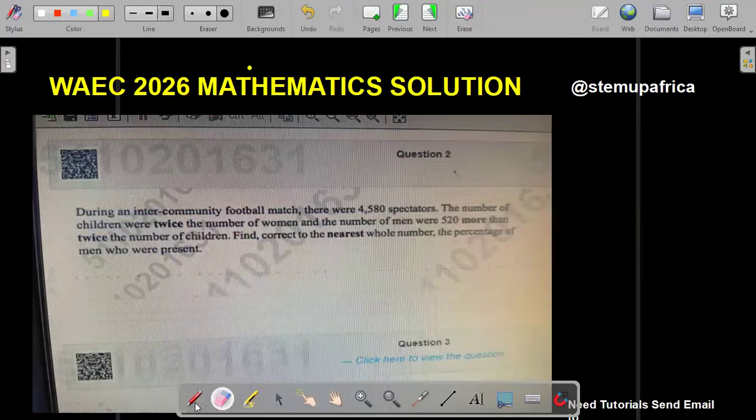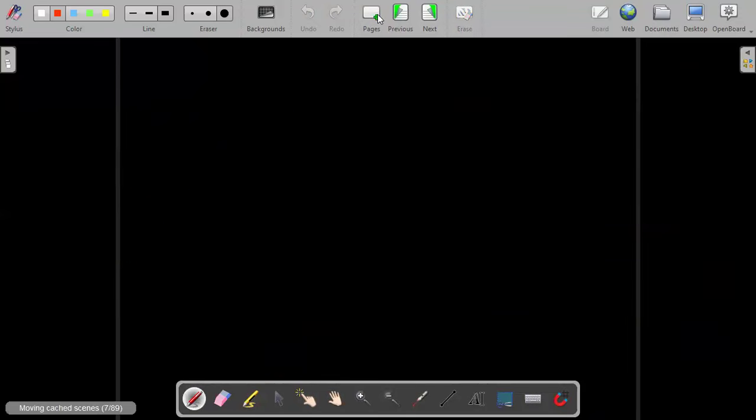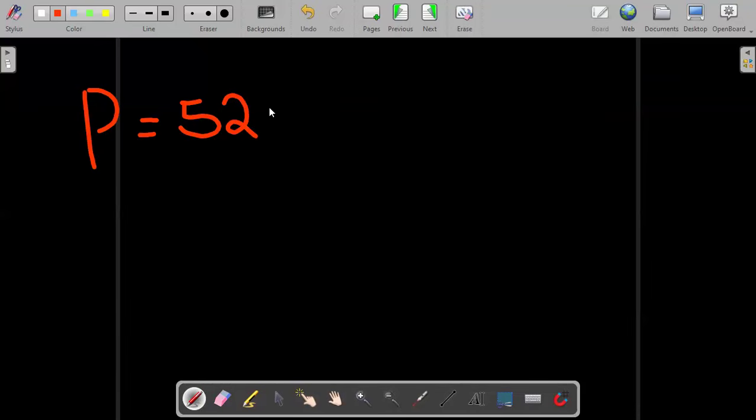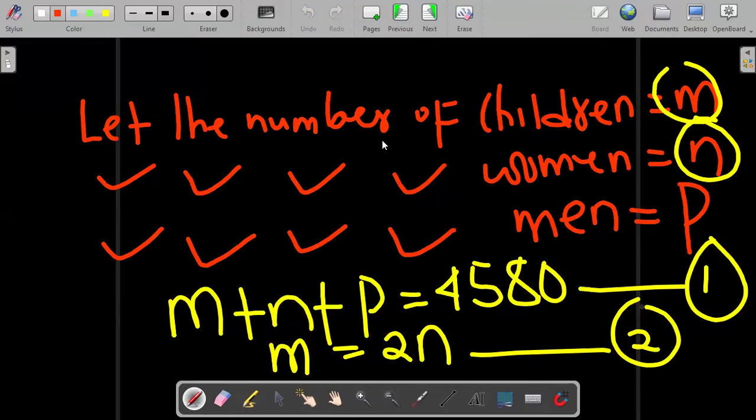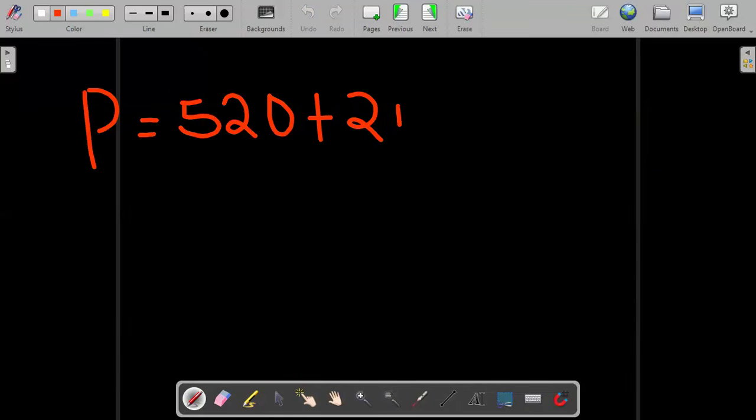And the number of men now, look at it: the number of men is 520 more than twice the number of children. What does that mean? It means the number of men, P, is 520 plus 2 times the number of children, which is 2M. Let's call this equation 3.